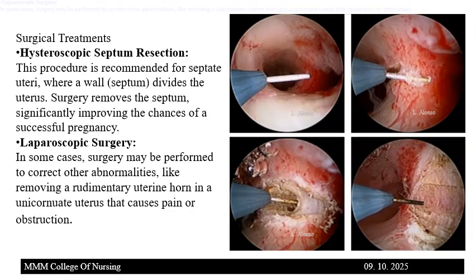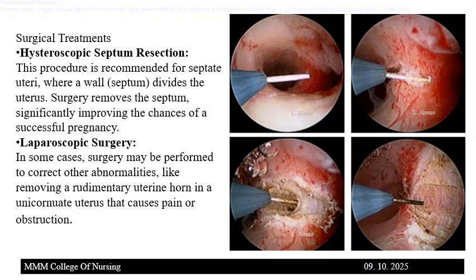So this is a surgical treatment, that is hysteroscopic septum resection and laparoscopic surgery. Hysteroscopic septum resection is recommended for septate uterus, where a wall, that is septum, divides the uterus. Surgery removes the septum, significantly improving the chances of a successful pregnancy. As you know, for a pregnancy, the fertilization happens in the fallopian tube, and the embryo will travel and get implanted into the uterine decidua, right, the innermost layer, the endometrium.